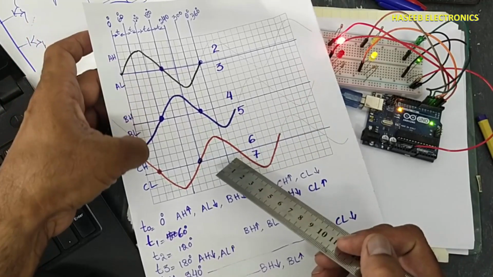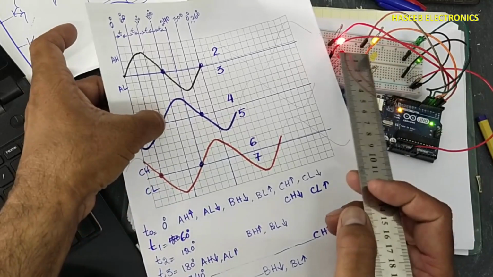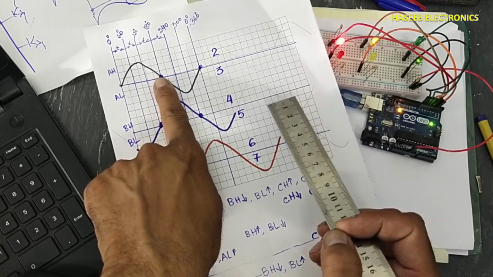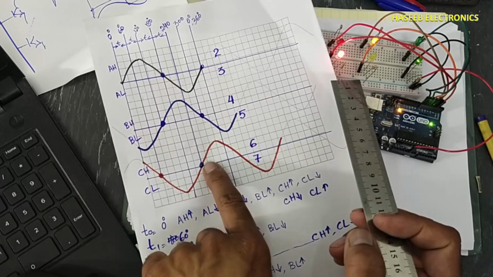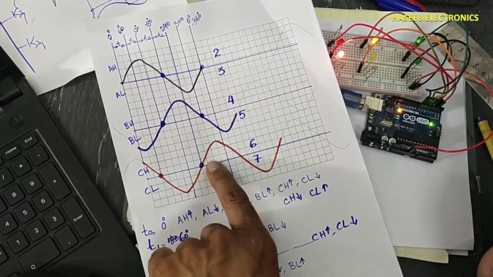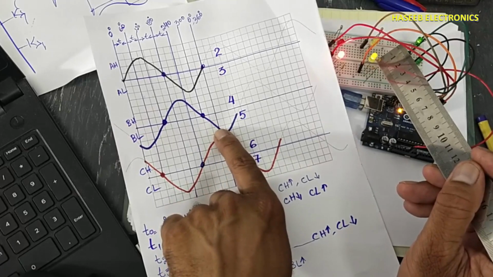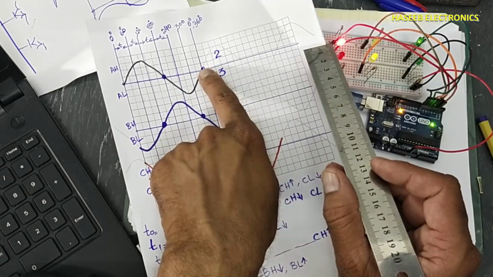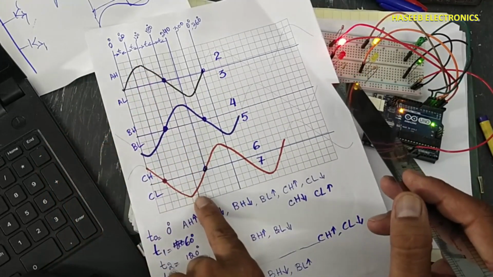Then it will change C side. Yes, C is now changed. Then B is changed, high. Then A will change here. Yes. Then C will change here. Yes. Then B will change here. Yes, now A will change here. Yes. So our phase sequence is now good.